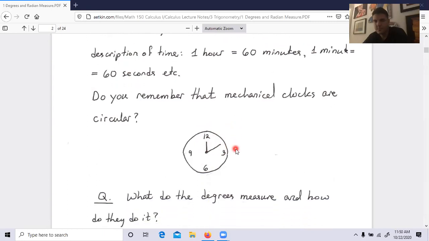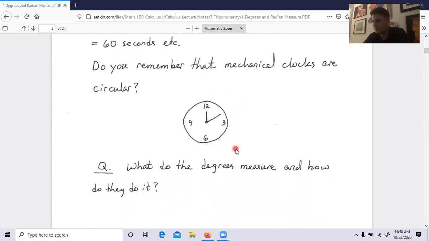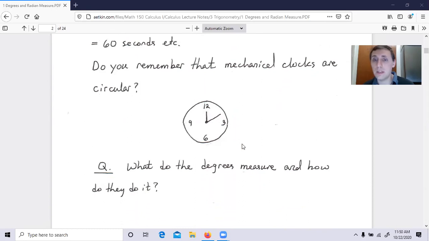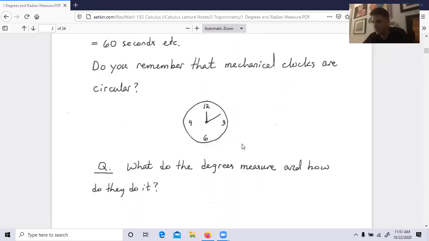Good. Now here is the next question, guys. What do degrees measure and how do they do it? How do they measure what they are supposed to measure? Can you figure it out? Can you tell me?